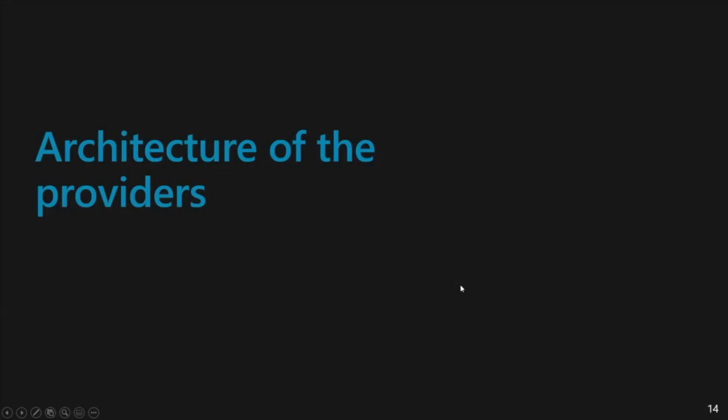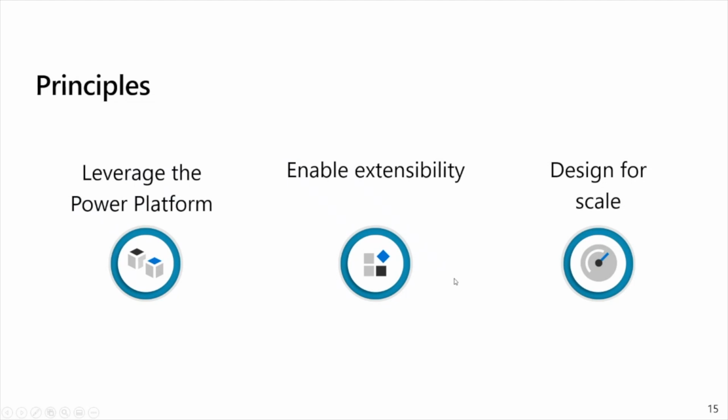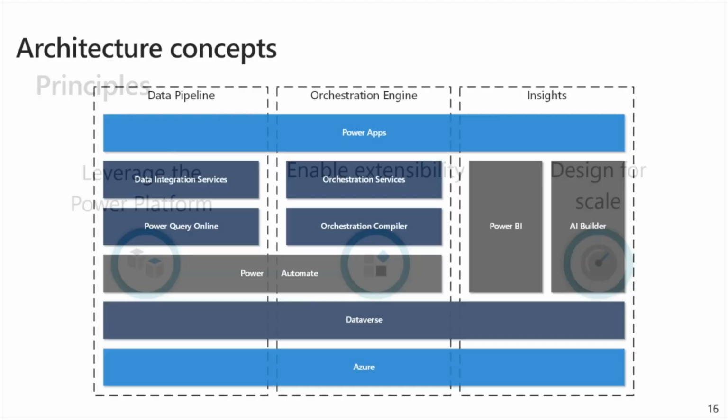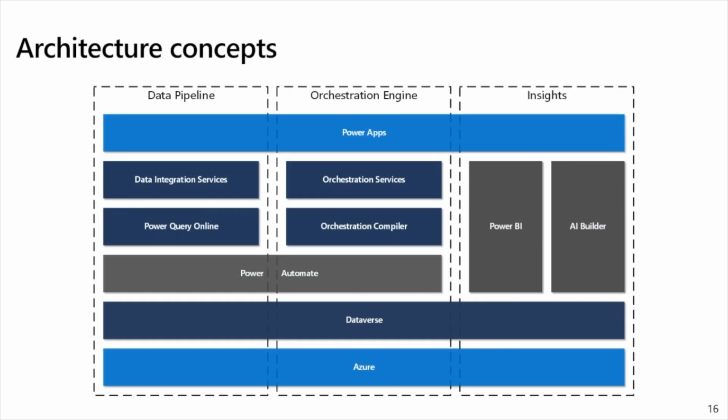Let's have a look at the architecture in a bit more detail of the providers. Providers essentially allow you to connect to those different systems. So it allows you to use the power of the Power Platform, which is the connectors that are available in the Power Platform, but you can extend those, and that's really designed for scale. I'm communicating with many different systems and driving those APIs between different systems. So the core architecture is really broken up into three components.